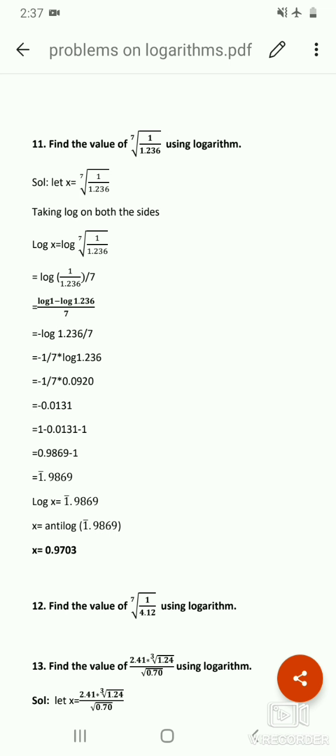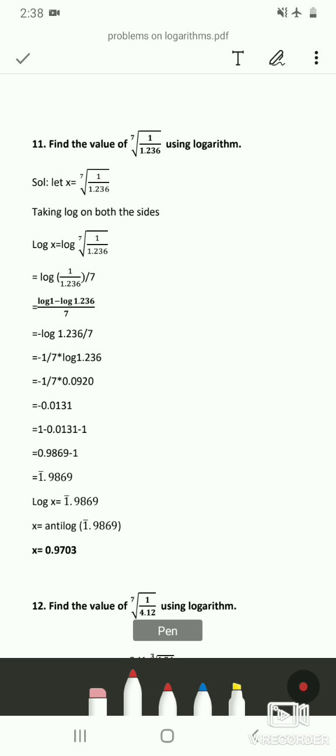So in today's video we will solve some more problems on logarithm. The first problem for today is: find the value of the 7th root of 1 upon 1.236 using logarithm. So the first step is to consider the given value to be calculated as x, that is x is equal to the 7th root of 1 upon 1.236. The next step is taking logarithm on both the sides.